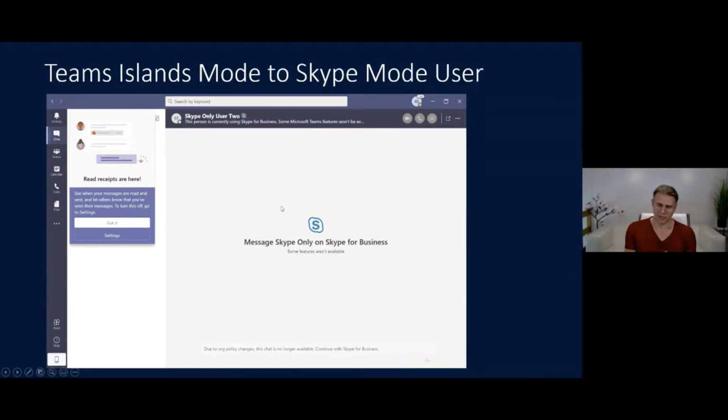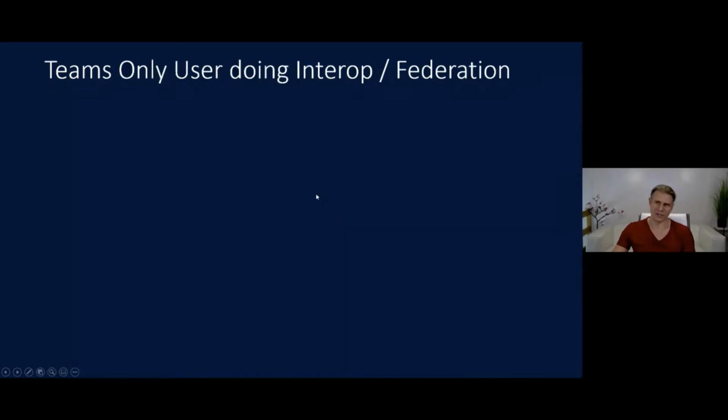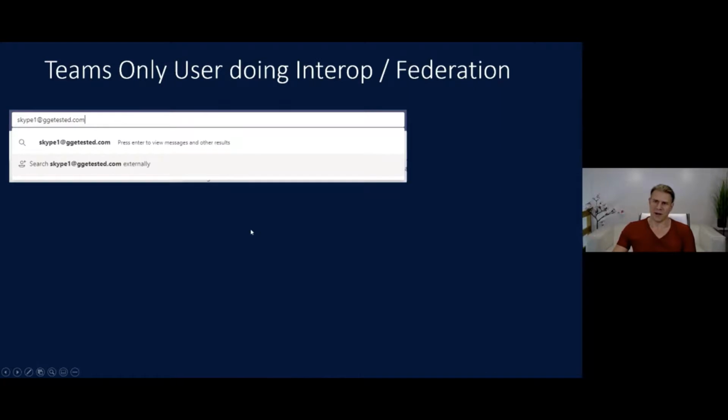So it's important to understand it's always the receiving side who decides how the messages and the calls are going to be routed. And in this case, Teams does know because the receiving party is a Skype user. So he has to use Skype to connect to that user. So that's less confusing, right? So now I'm in Teams only mode. I'm actually using my account here, connecting to another user that's in Skype for Business mode.